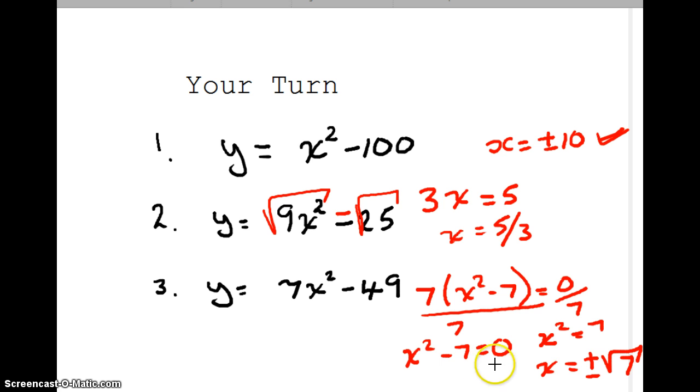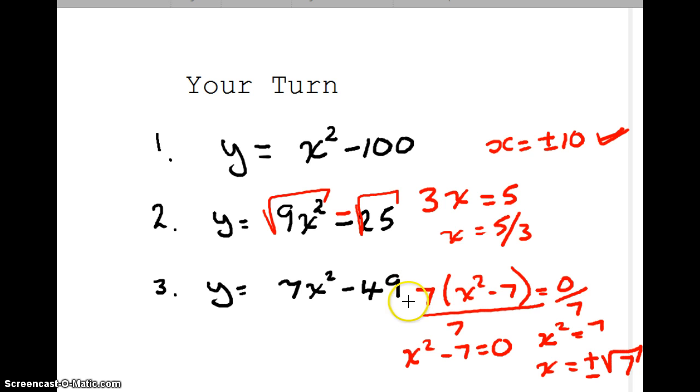And I give you this example because here we have x squared equals 7. Square root of x squared is x. Square root of 7, the only thing we know about the square root of 7 is it's the square root of 7. So we just write plus or minus the square root of 7.